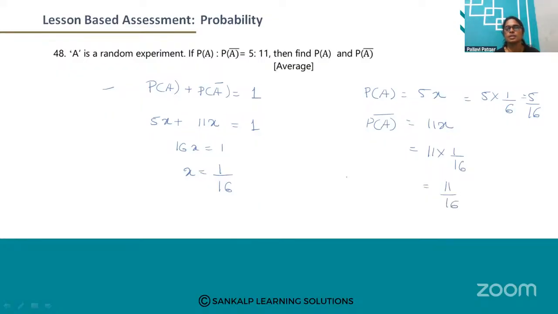So this is the P of A complement of an experiment. Okay. So P of A complement is equal to 11/16 and P of A, the probability of an event of the experiment, is 5/16, and the probability of not the experiment means this is the complement. Okay, so this is equal to 11/16.